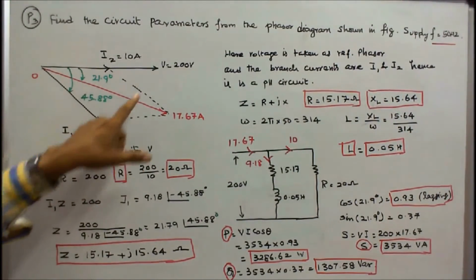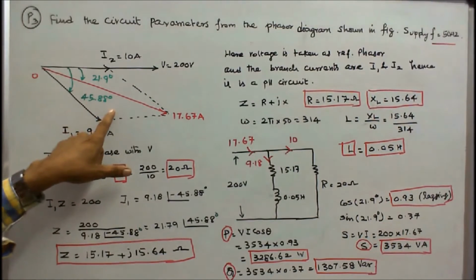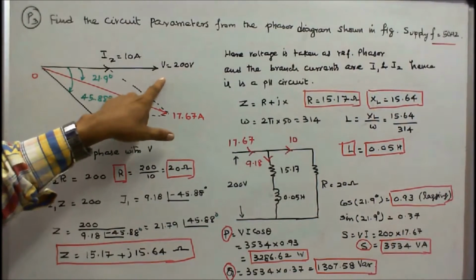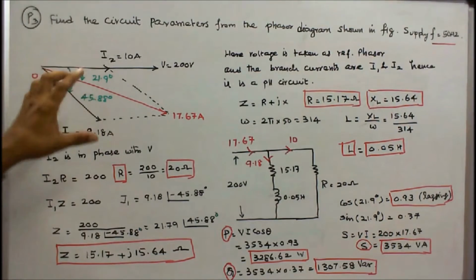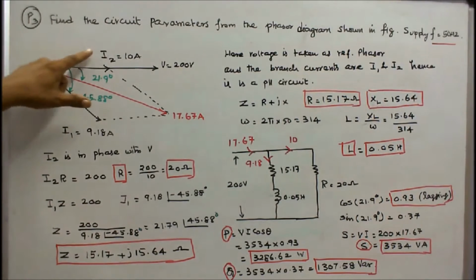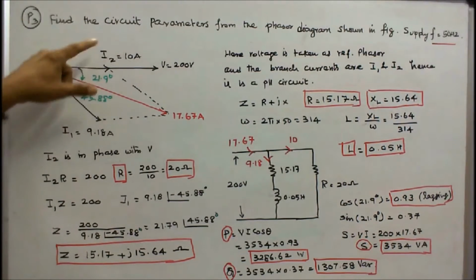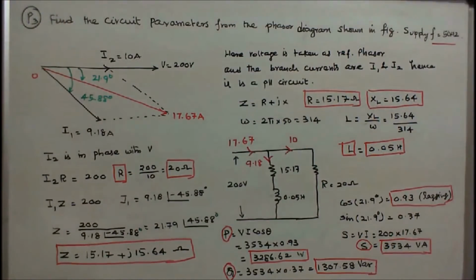The angle between voltage and I1 is 45.88 degrees. Here, voltage is taken as the reference phasor and the branch currents are I1 and I2. Hence, it is a parallel circuit. Here, branch current I2 is equal to 10 amps, which is in phase with the voltage. Hence, it is a resistance. I2 into R is equal to 200.